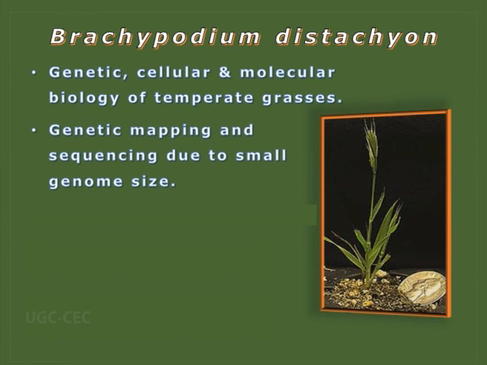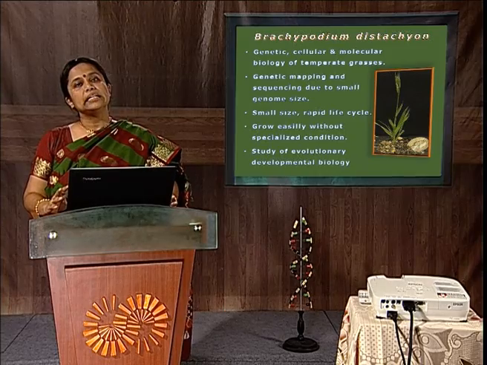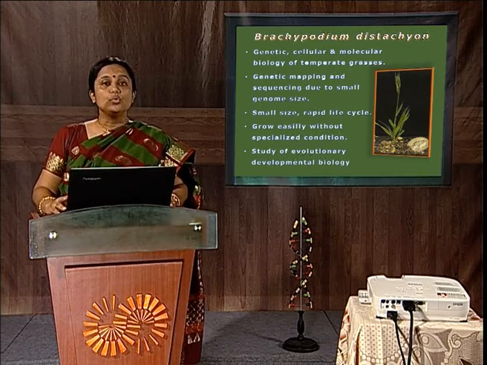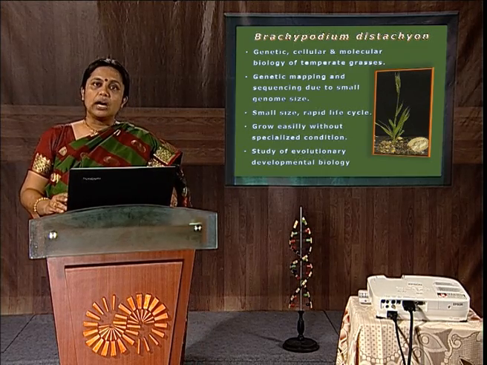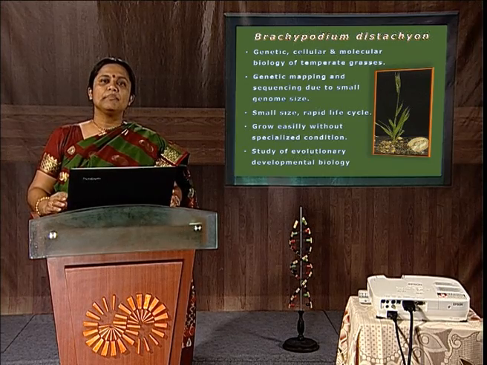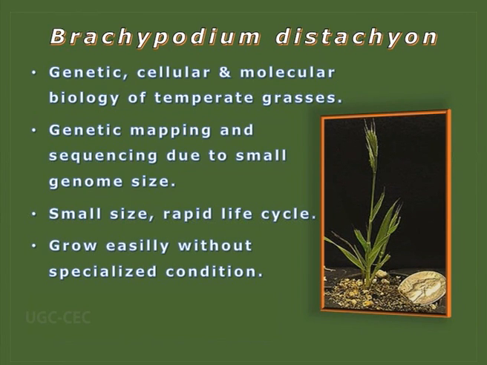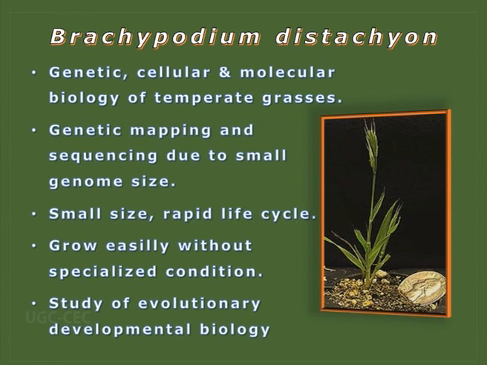This is very crucial, because if the genome is small and contains less junk DNA, then it is easier to study such a system and to understand any changes that happen due to some treatment or not. So the small size, its rapid life cycle and its ability to grow without specialized growth conditions have really made it a model plant. It also helps in understanding the evolutionary aspects of biology.